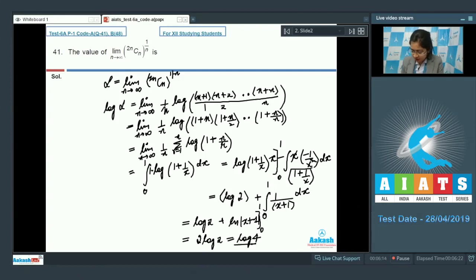So we have log L equal to log 4. So we can say that the value of limit L is equal to 4. So its answer will be 4.